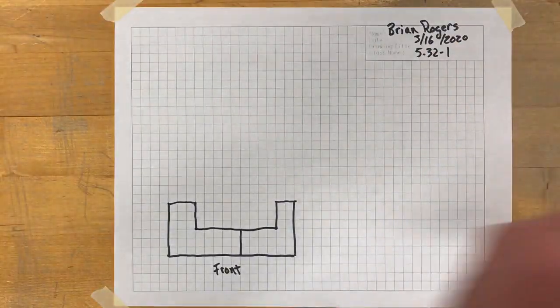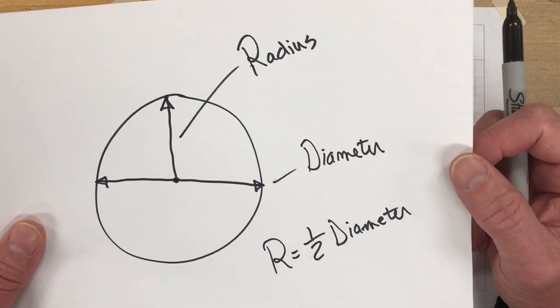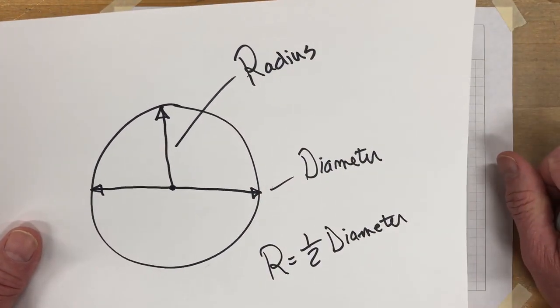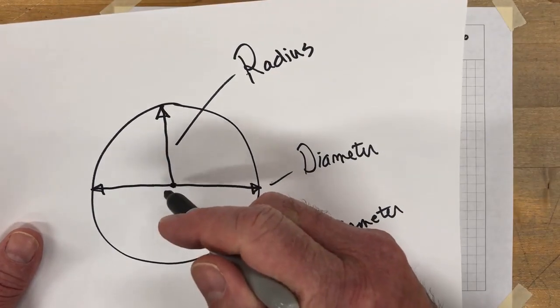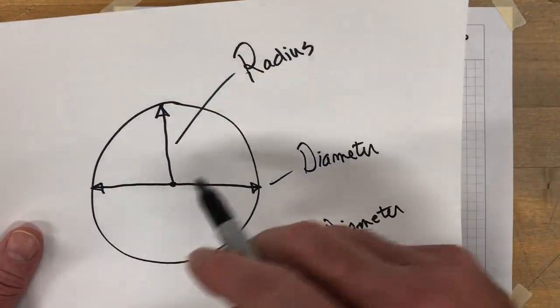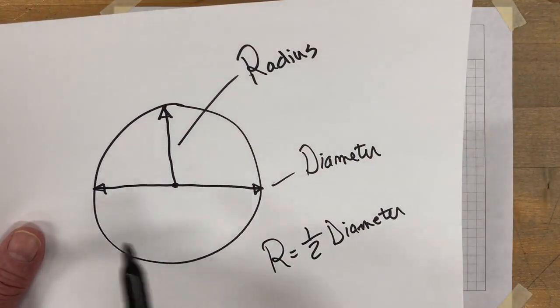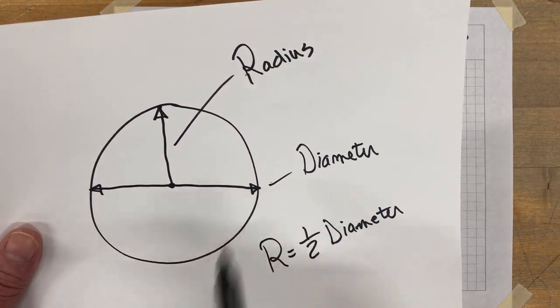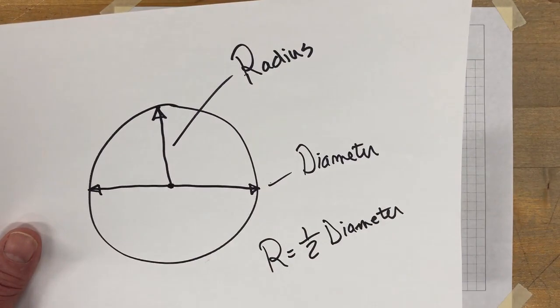Now, before we get too far along here, we need to talk about these two terms here. We've got radius and diameter. Now, when we talk about radius, it's from the center point of the circle out to the edge of it, and that's the radius. Now, diameter, on the other hand, is the distance from edge of the circle to the edge of the circle, a straight line drawn through the center.